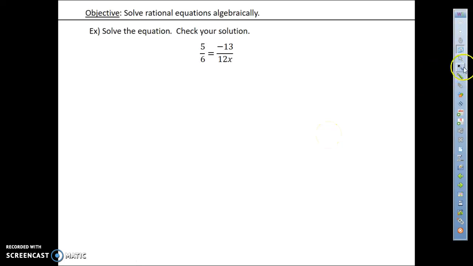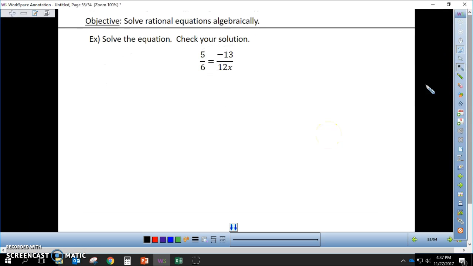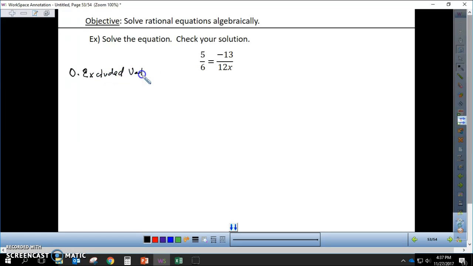So here's our first example. We have 5 over 6 is equal to negative 13 over 12x. So I'm going to go with my own advice. Step 0, we're going to identify excluded values. In this case, looking at our denominator, the 12x produces an excluded value of x equals 0. What this means is if our solution is 0, we have to throw it out. Cannot include it.